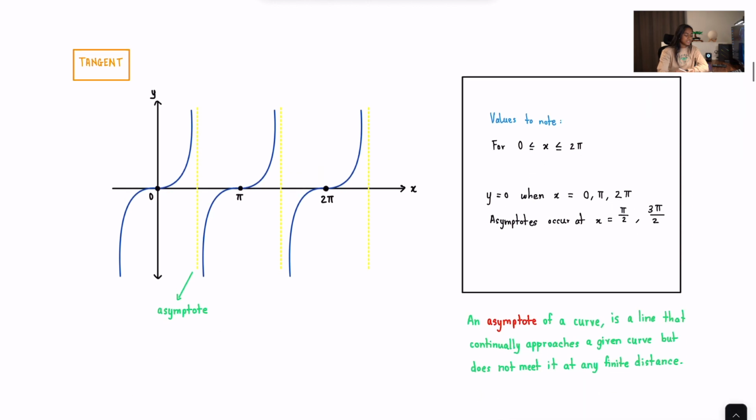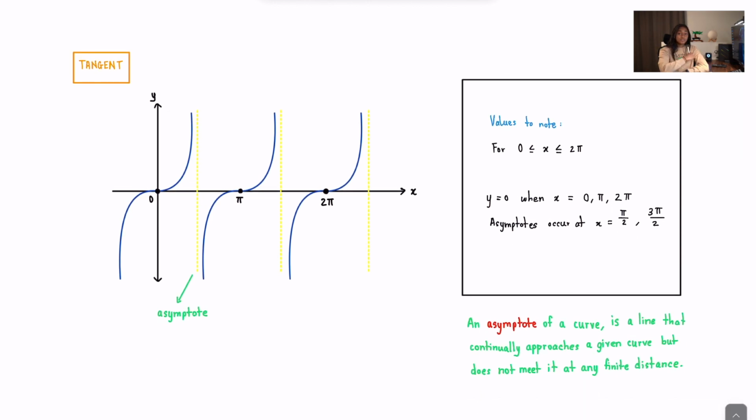And for tangent, the graph of tangent, I always thought this graph was really cool. I find it looks real nice, with the asymptotes and stuff like that. For those of you that don't know what an asymptote is, an asymptote of a curve is a line that continually approaches a given curve but does not meet it at any finite distance. So this could get as close to this line as possible, but will never actually touch the line. So this is called an asymptote, and all of these here are asymptotes.